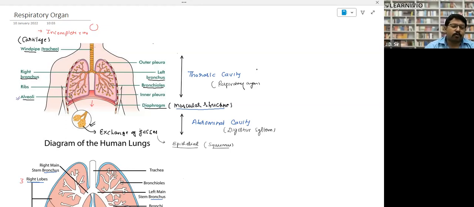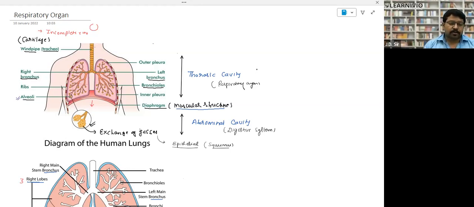At the end of the bronchiole, there are small balloon-like structures, which are meant for the exchange of gases. These balloon-like structures are called alveoli. Alveoli are made up of epithelium, because the epithelial layer is best for the absorption of gases or some substances.